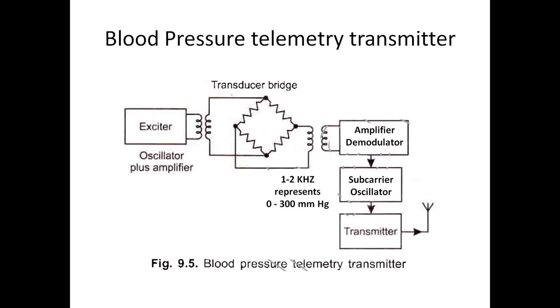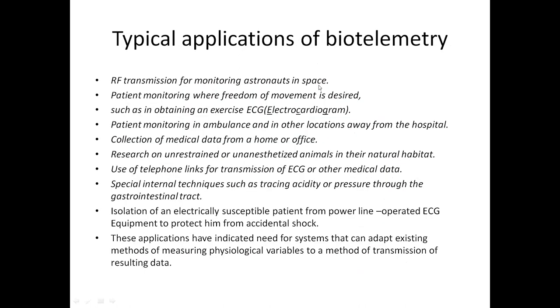The signal is picked up by the receiver, composite signals are separated and demodulated. These are the typical examples and applications for biotelemetry: RF transmission for monitoring astronauts in space, and patient monitoring where freedom of movement is desired. We have to estimate the concerned ECG, EEG, EMG patterns. Also patient monitoring in an ambulance, in other words locations away from the hospital, collection of medical data from home or office, and research on animals to understand their natural habits.